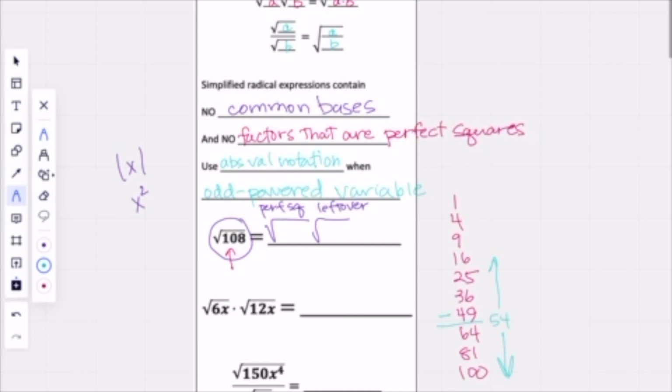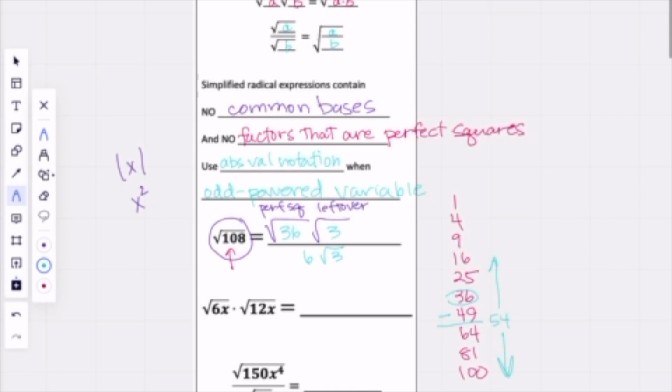Check 49. Does 49 go evenly into 108? It does not. But 36 does. 36 goes into 108 how many times? If you answered 3, you'd be absolutely right. Notice that this first radical represents the perfect square factor, and we do that because we're going to take it out of the radical. Since it's a perfect square, we can simplify the square root of 36 to just be 6, and then we would leave that leftover alone. So the square root of 108 is the same as 6 square root of 3.